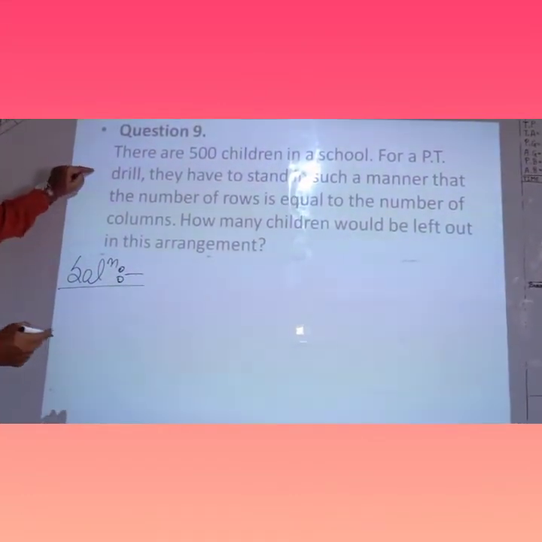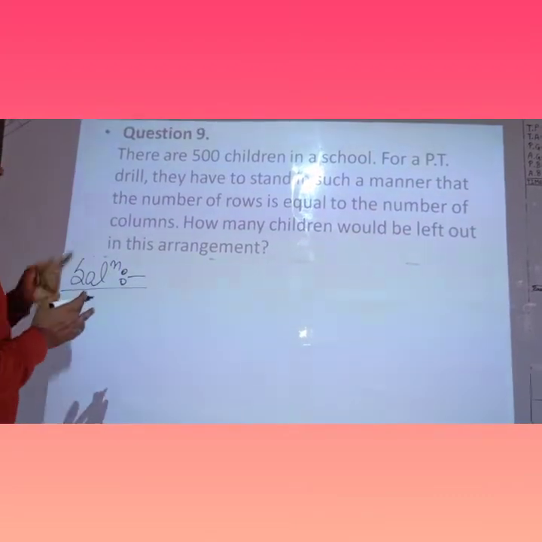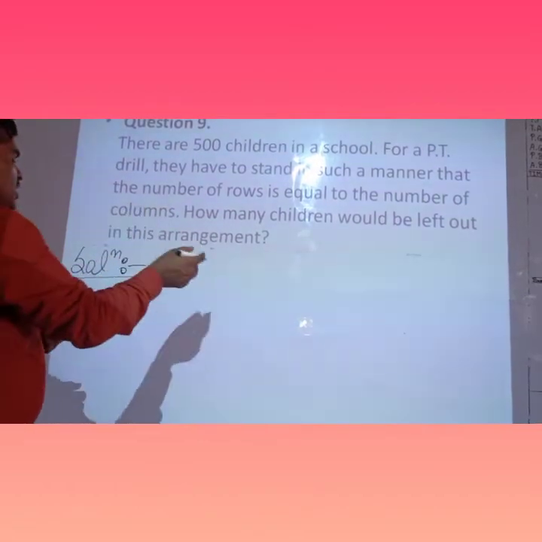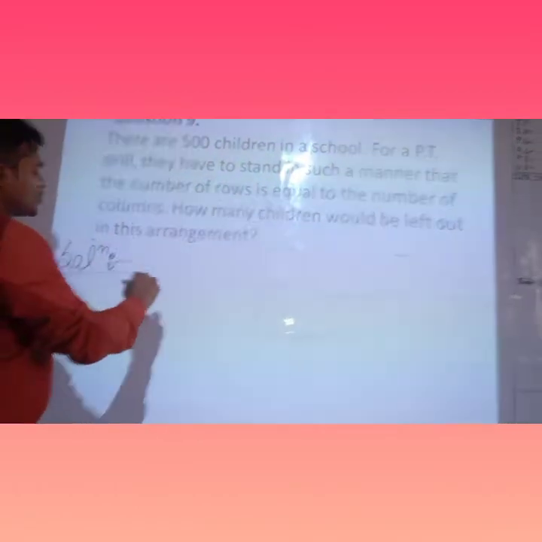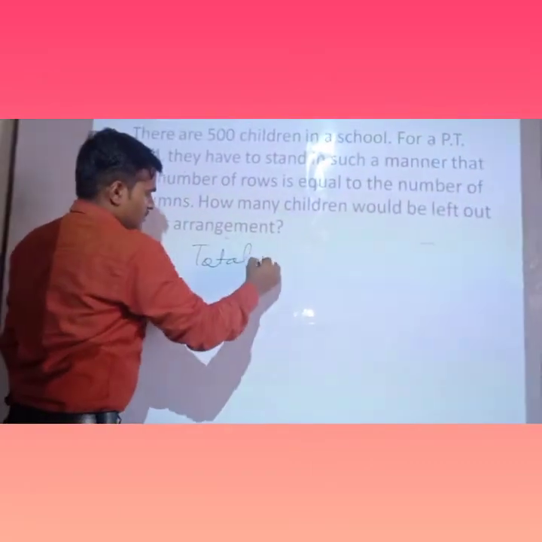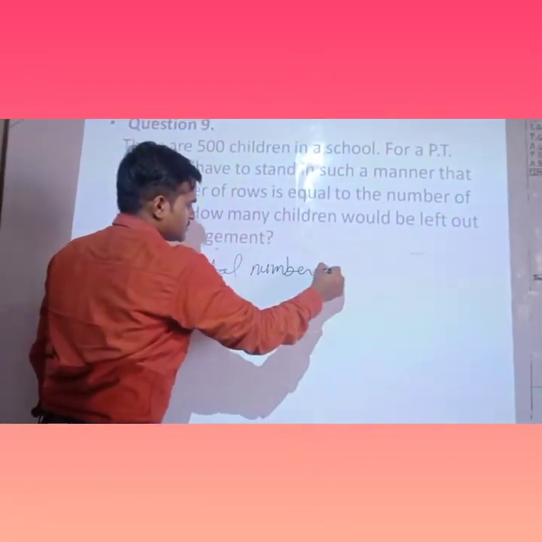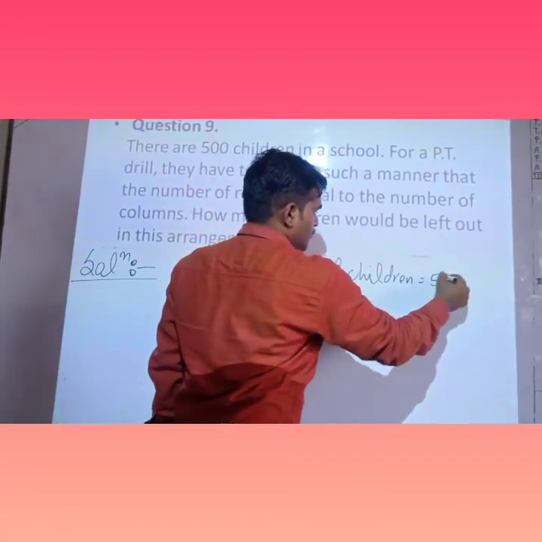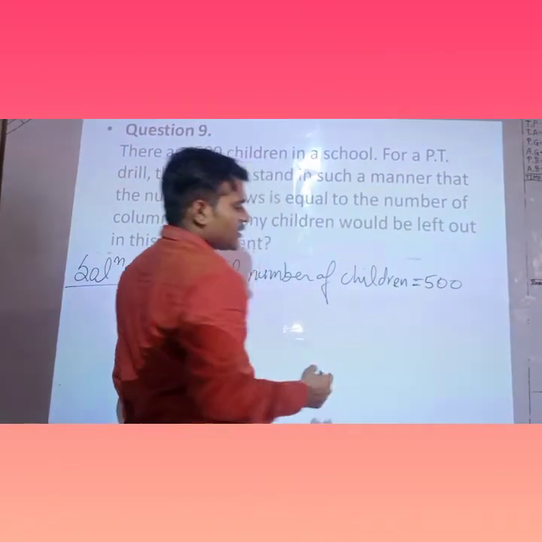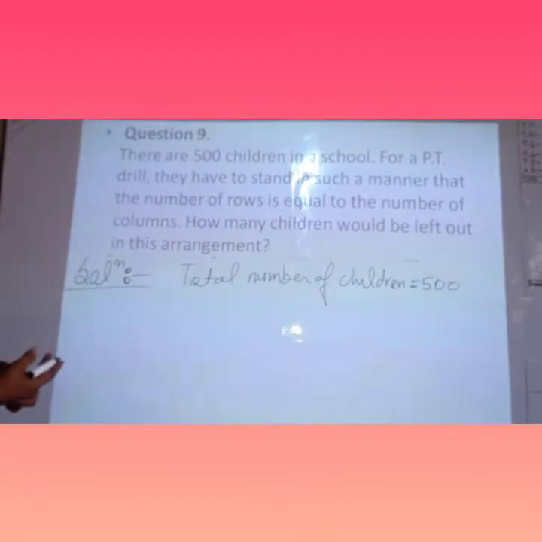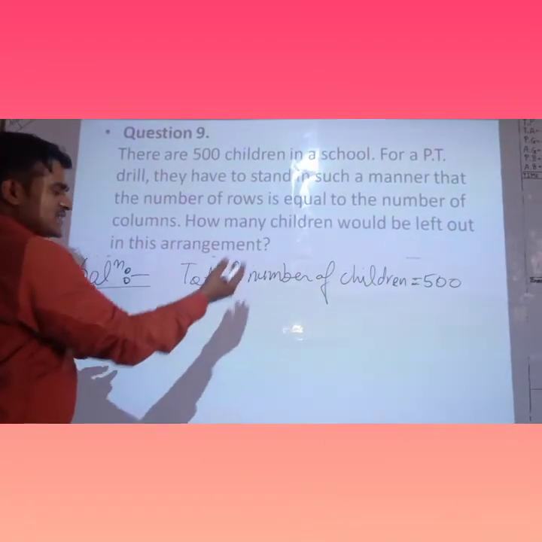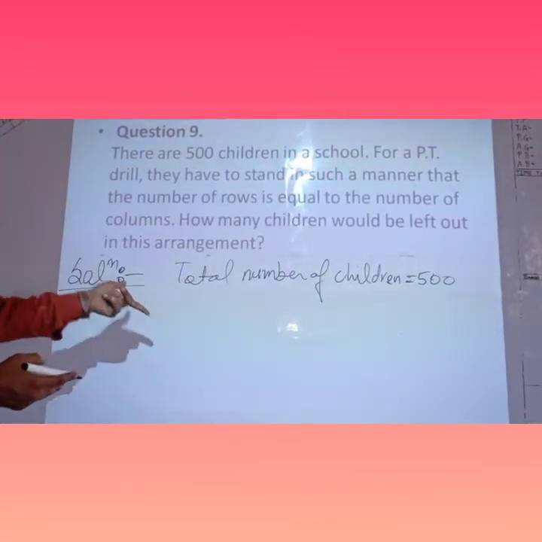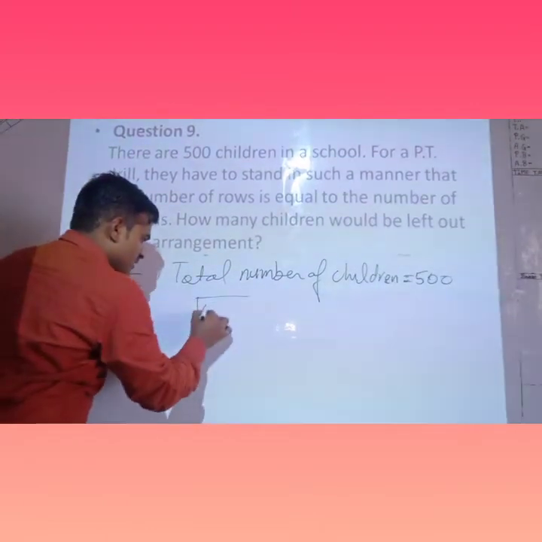500 children in a school. For a PT drill, they have to stand in such a manner that the number of rows is equal to the number of columns. How many children would be left out in this arrangement? Okay. So total number of children is equal to 500. Since 500 is not a perfect square, what number would we subtract from 500 to get a perfect square? That many students are left out in this arrangement. So we find the square root by long division method.